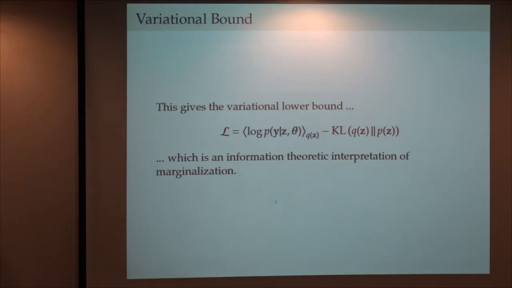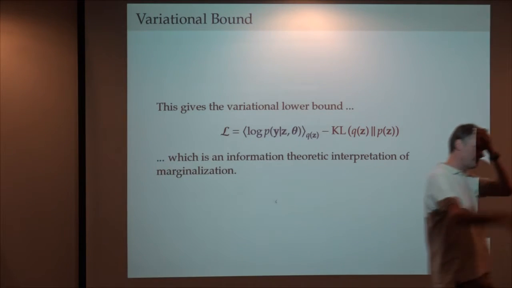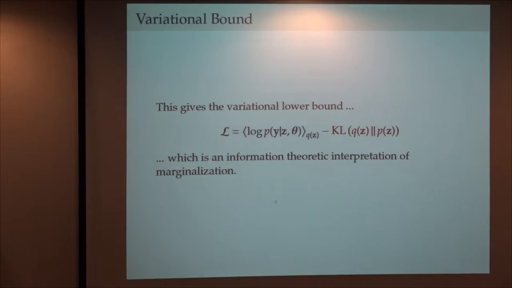Okay. So, in some sense, that's an information theoretic interpretation of marginalization. Because KL divergence, what do they call it in information theory? Fernando, wake up. What do they call KL divergence in information theory? Information gain. Relative entropy is one term, but they also call it information gain, don't they? I think they also call it information gain at some point.